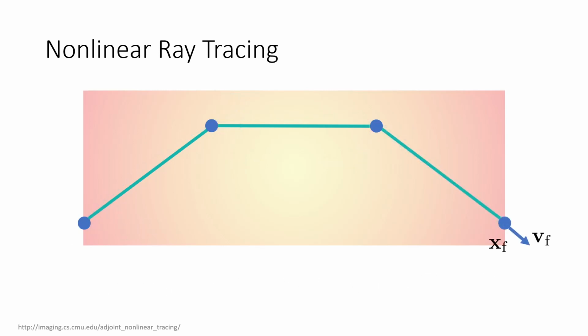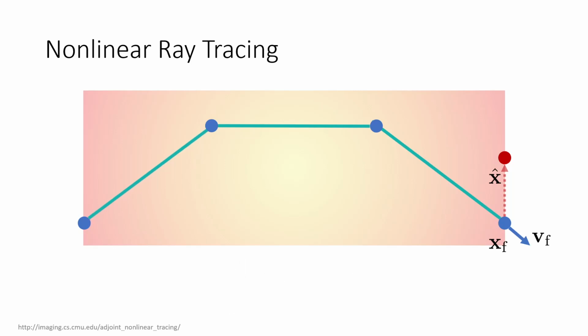In the inverse problem, we have a target point that we want our ray to reach at the end of the tracing procedure. Our inverse problem is formally the minimization of the difference between the endpoint xf and the target point x hat. We solve this problem using a gradient descent approach, which requires obtaining the gradient of the loss function with respect to refractive index, eta.